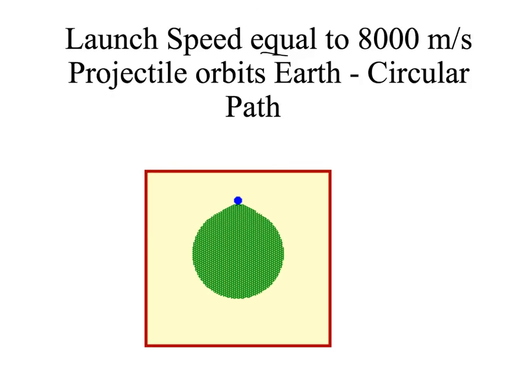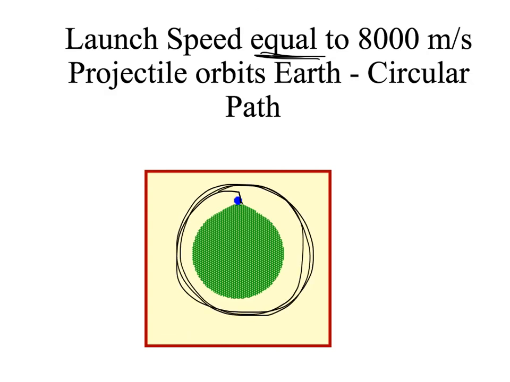Launch speeds equal to 8,000 will orbit the Earth. So if this guy was able to go at 8,000, he's going to just orbit around the Earth and around the Earth and around the Earth.